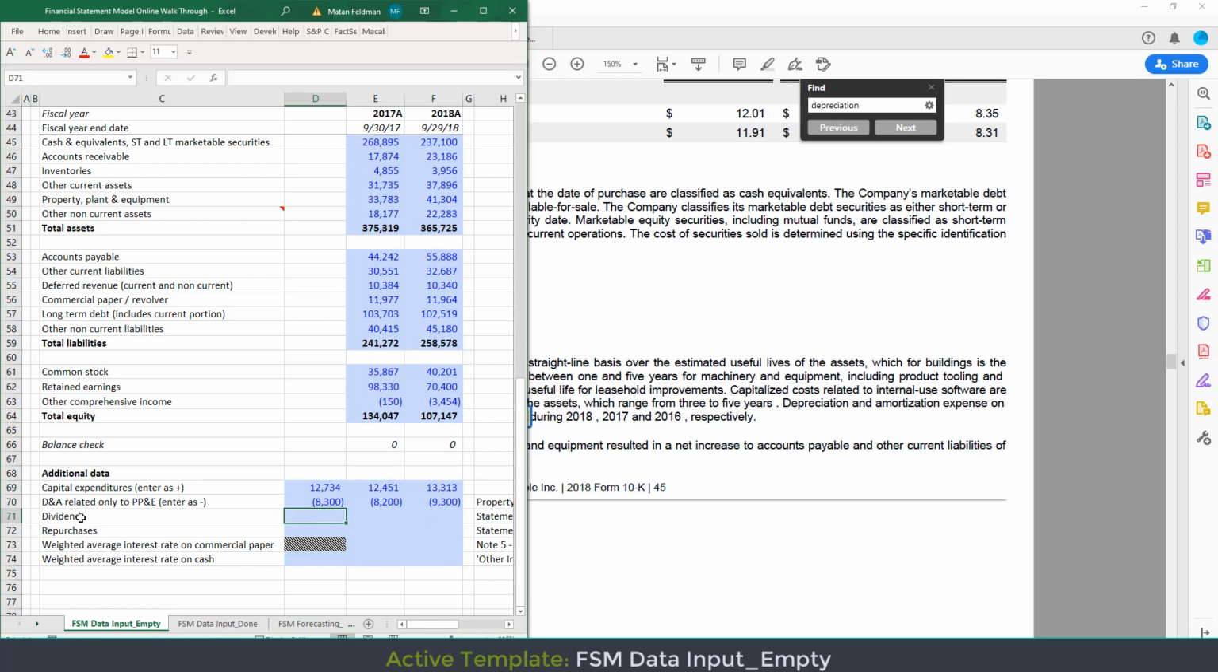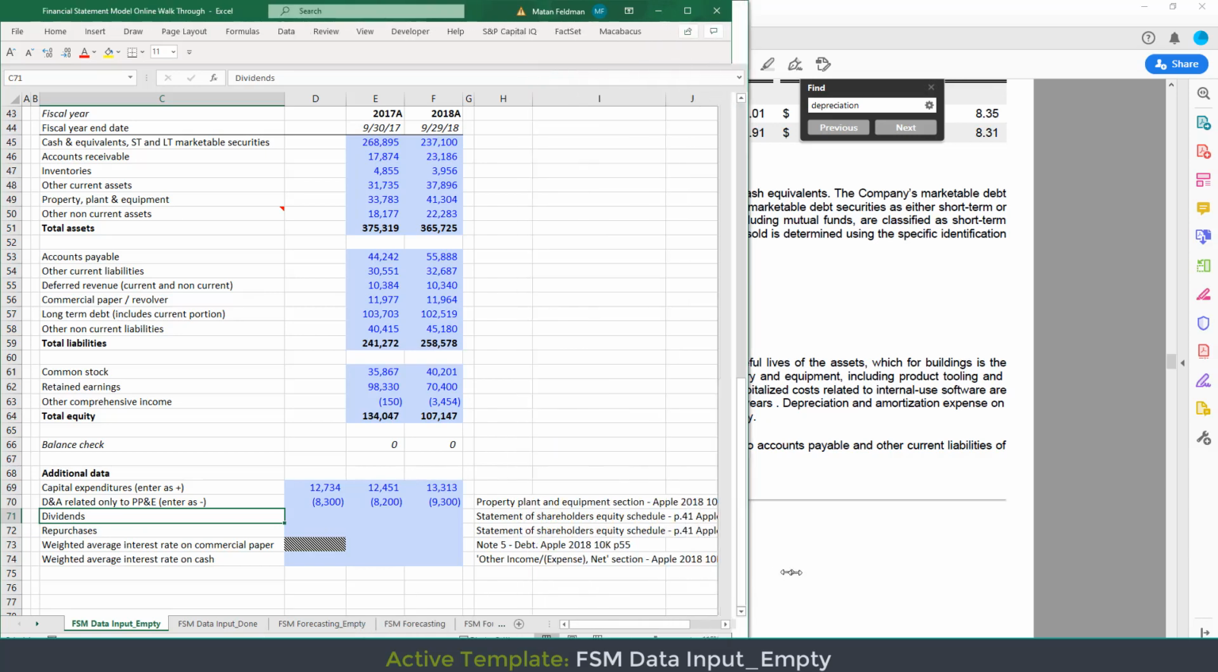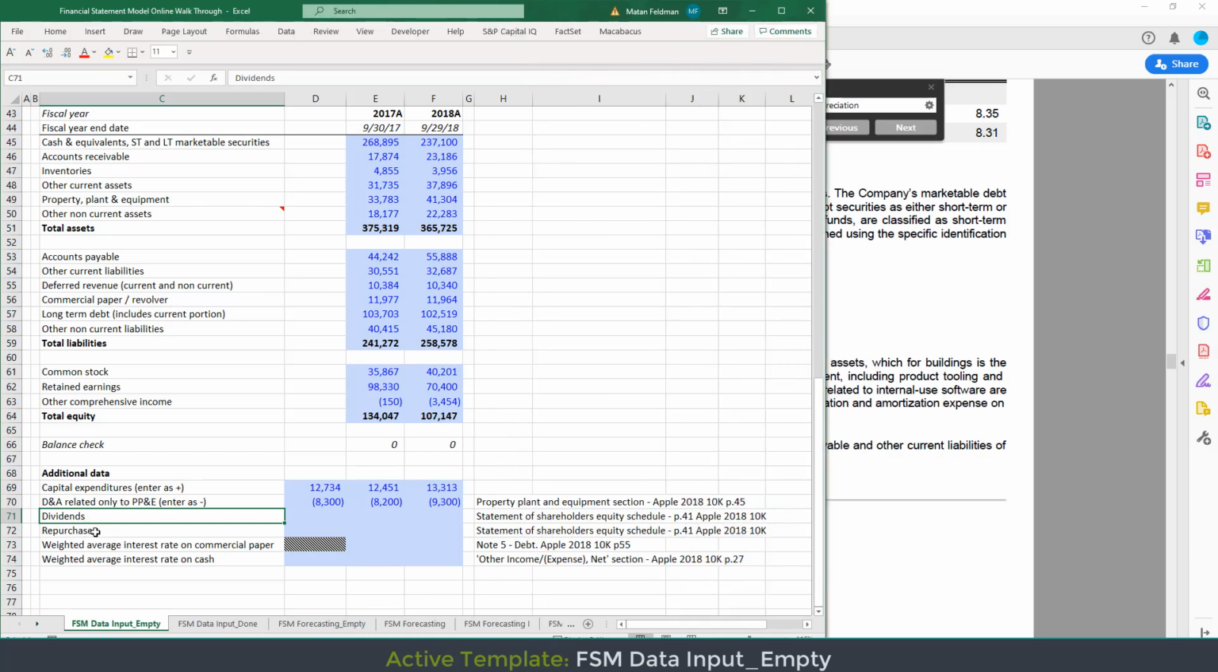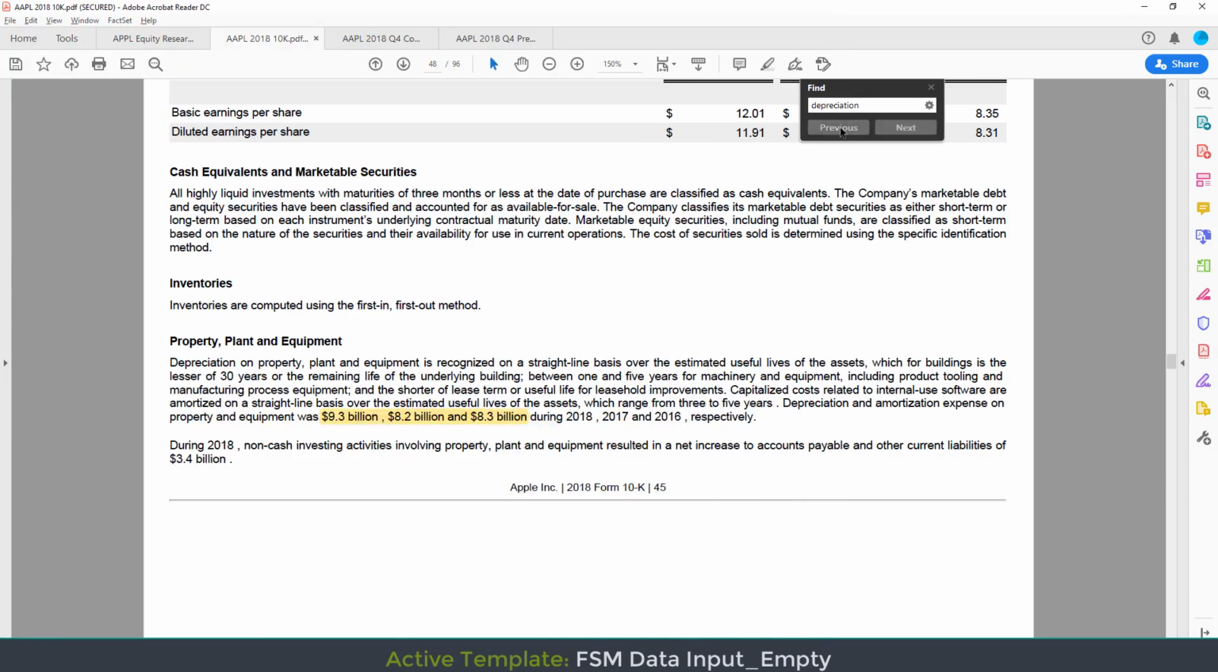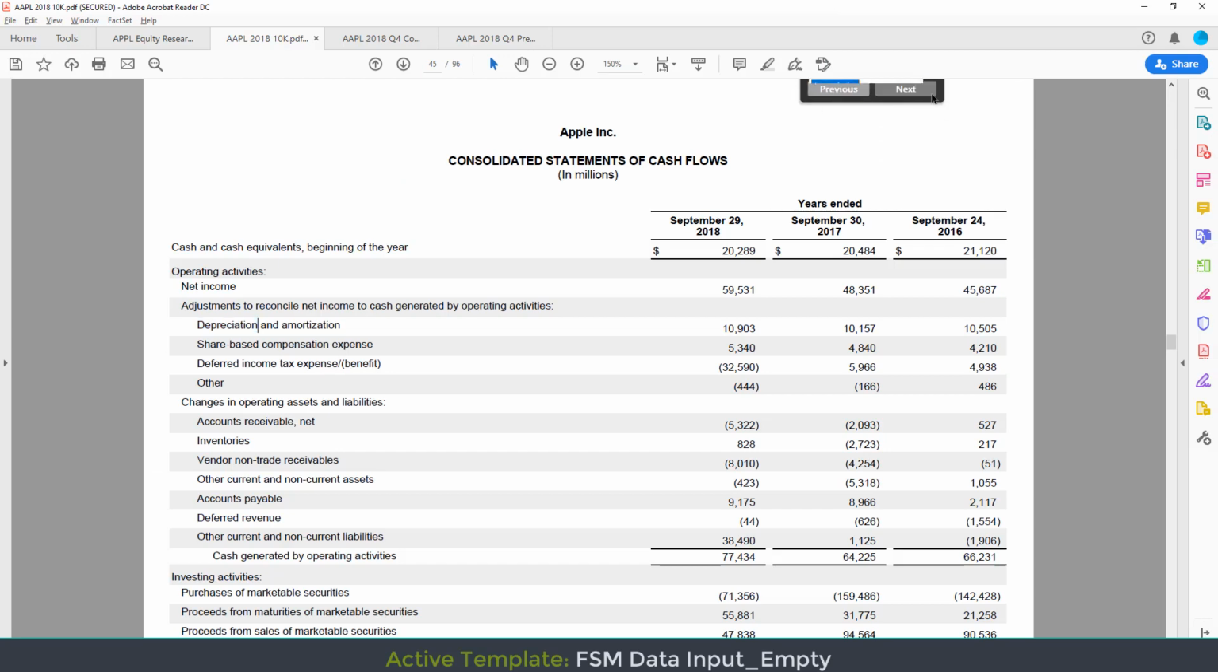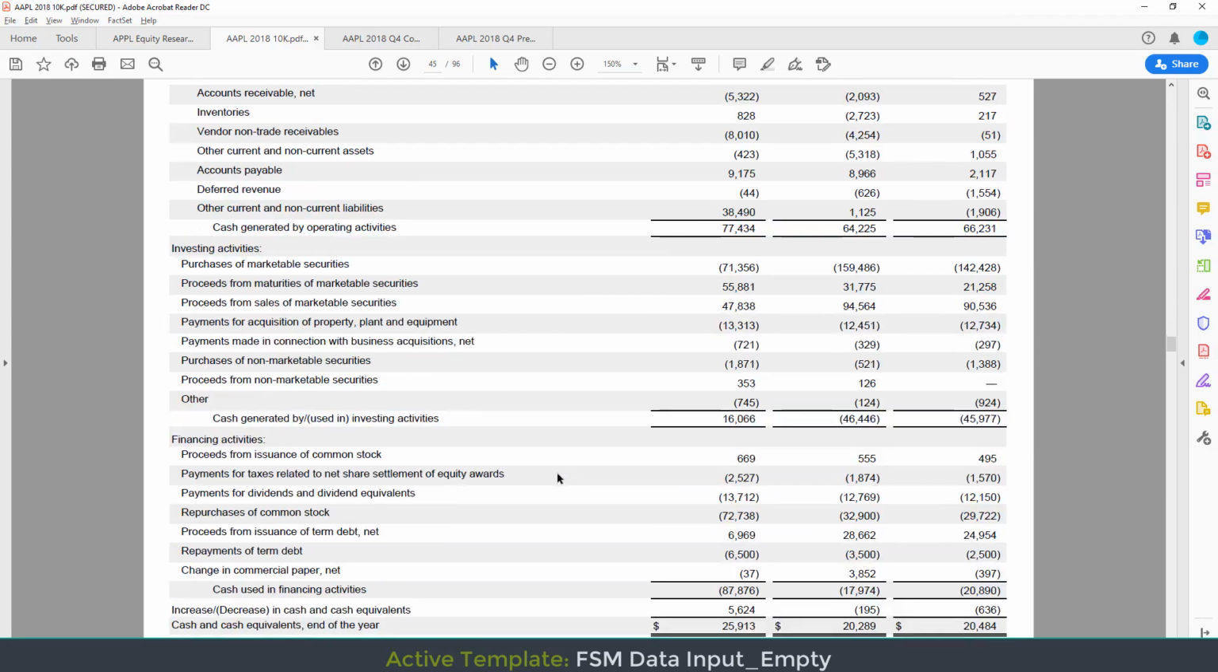And then the additional data we want to locate is dividends and repurchases. Now, there are actually two places you can usually find dividends and repurchases. You can go back to the cash flow statement, and you will actually find dividends and repurchases there.